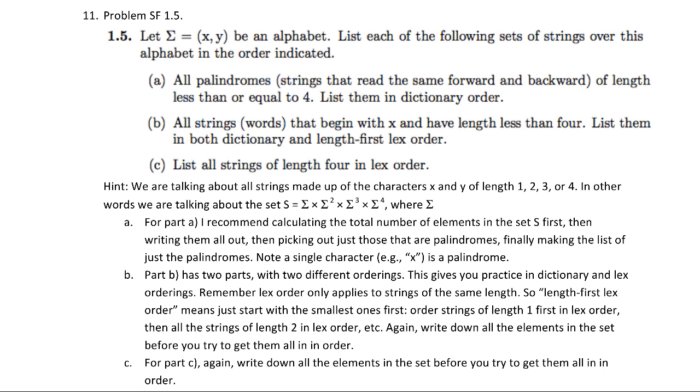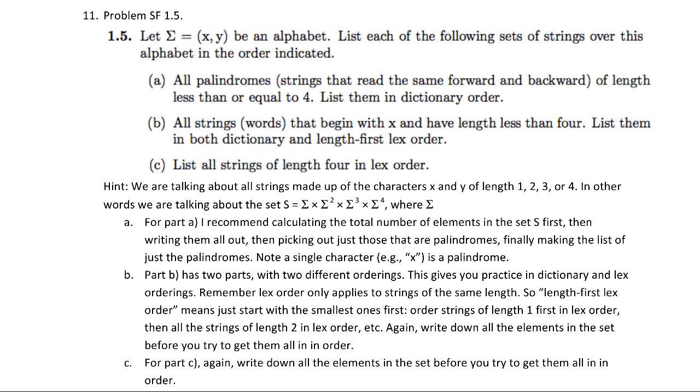And so it says, let sigma be the set that contain, well, they call it an alphabet here. Sigma is not written as a set, it's written as an ordered pair that's an alphabet. And we're going to list each of the following sets of strings over this alphabet in the order indicated. They're using slightly different language here than we've used in class. At least I mentioned this language, but I didn't emphasize it a lot.